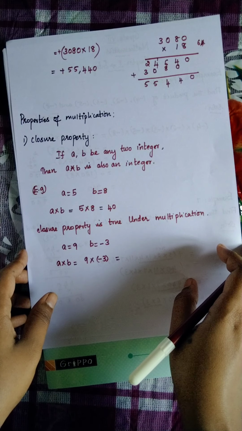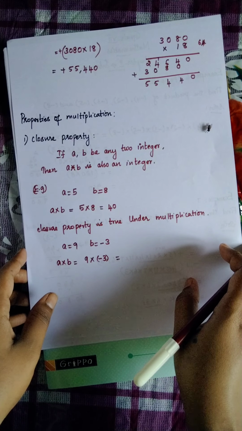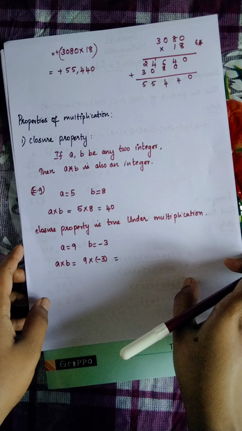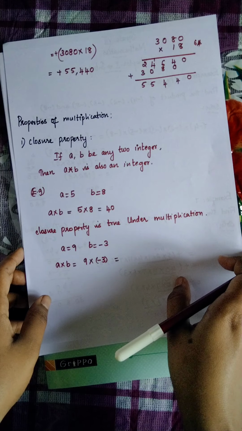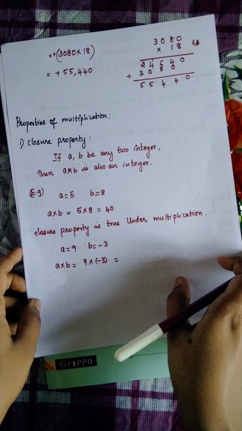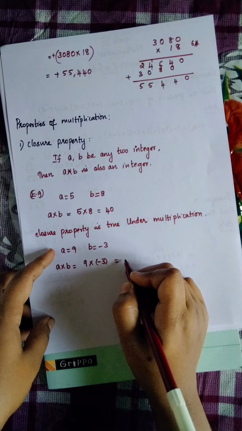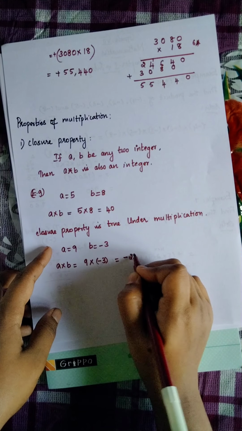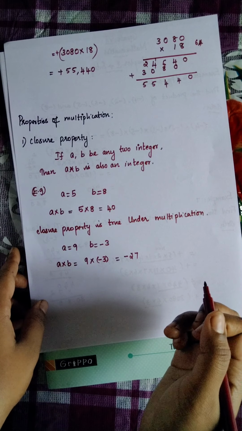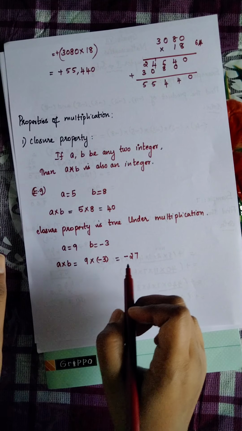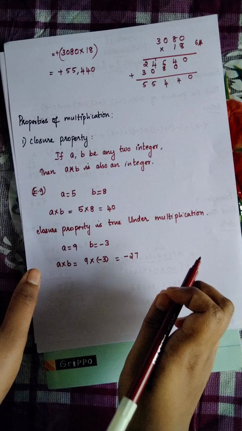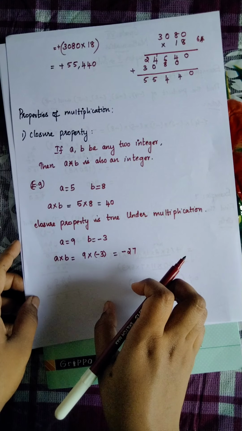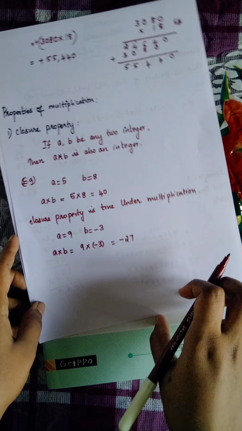What is the rule? Multiplication of two integers with unlike signs gives a negative product. So here it is minus. What is 9 into 3? 9 3s are 27. The answer is minus 27. Here both the signs are different, so we need to get a negative product. Is minus 27 an integer or not? Yes, it is an integer.